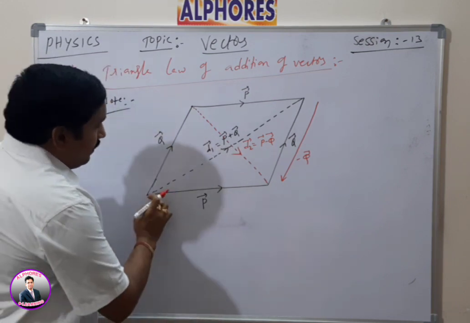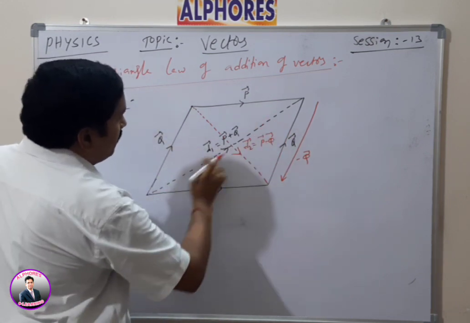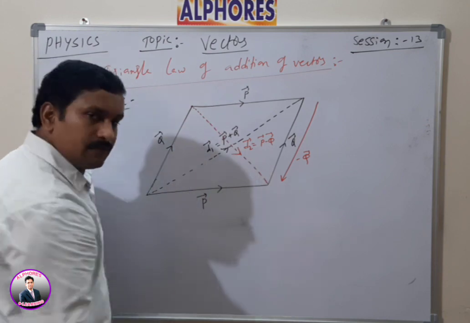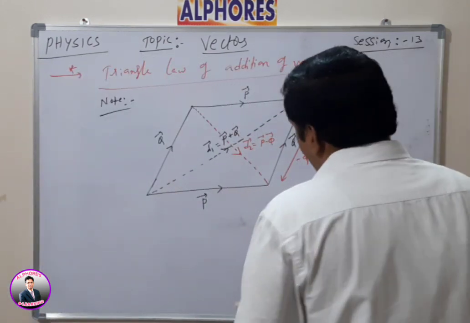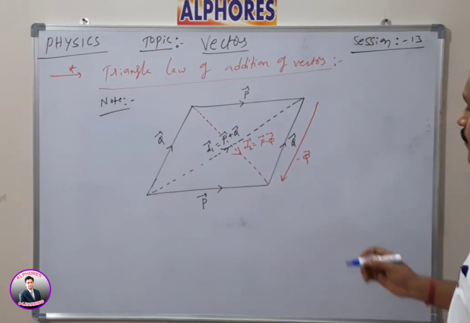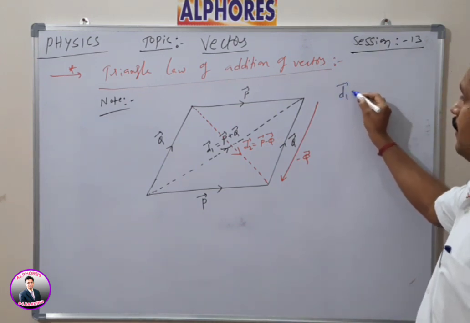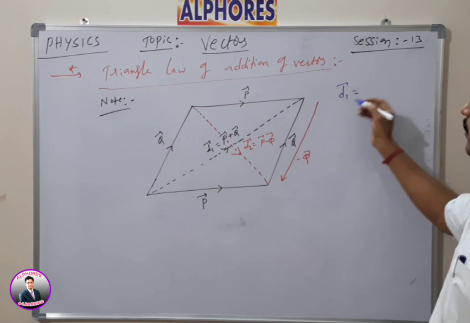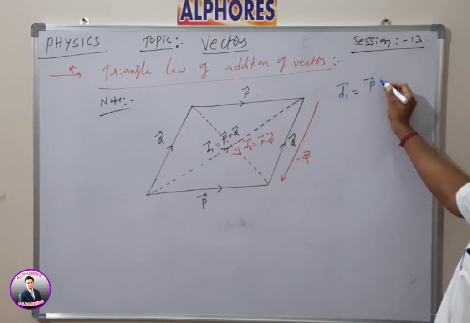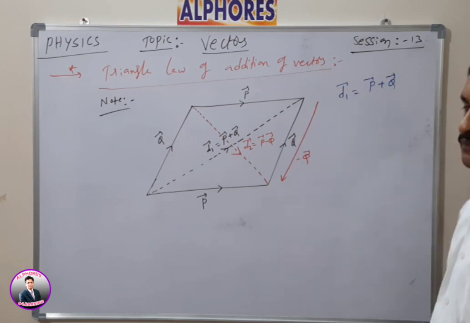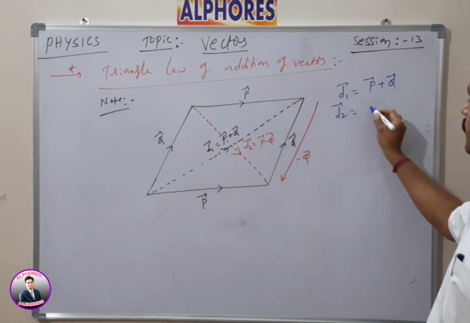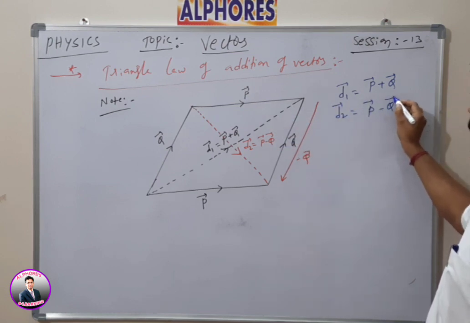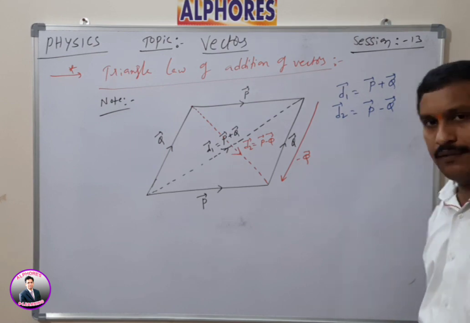That means, listen carefully, the magnitude of D1 is greater than D2, right? As per the diagram, this big diagonal is P bar plus Q bar, and the other diagonal of the parallelogram is P bar minus Q bar.